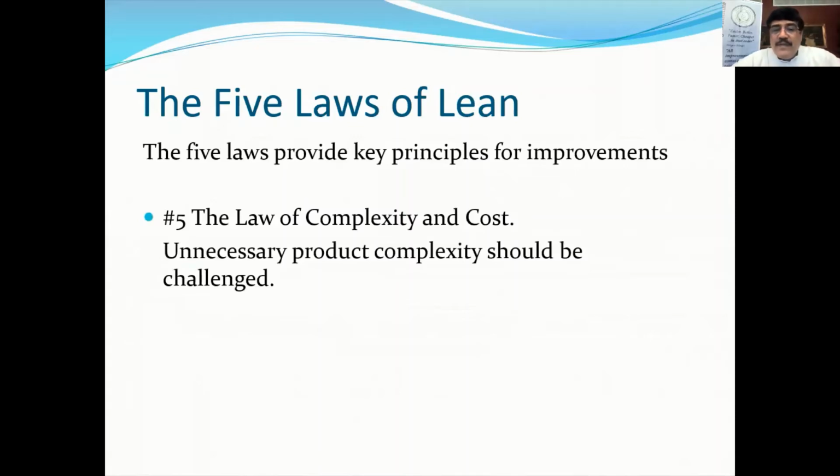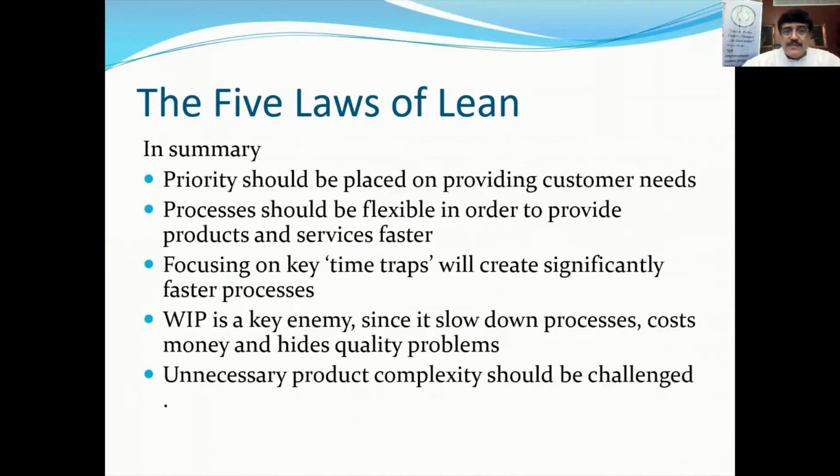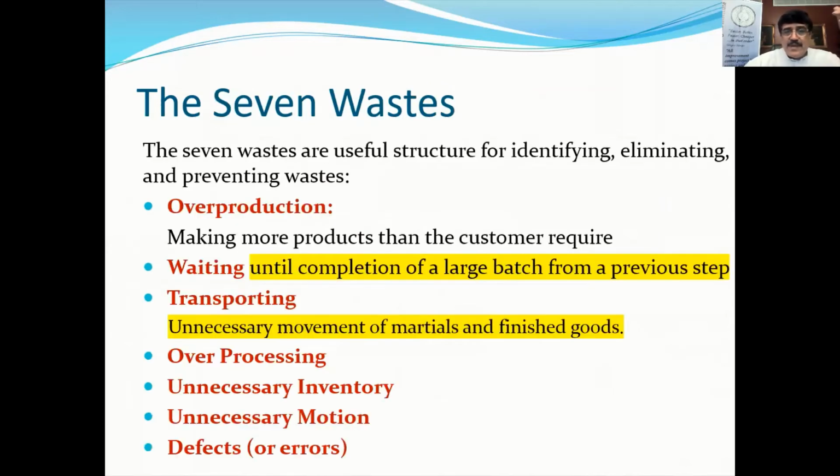Law number 5, the law of complexity and cost. Unnecessary product complexity should always be challenged. Some people go too fancy in what they do, and sometimes the customer is not willing to pay for this. So if anything that you see is very, very complex, go and challenge it. Can we make it simpler? These are all very good ones. So that's in summary the 5 laws. Read them later, but that's what they are.